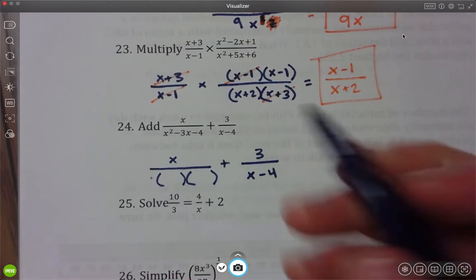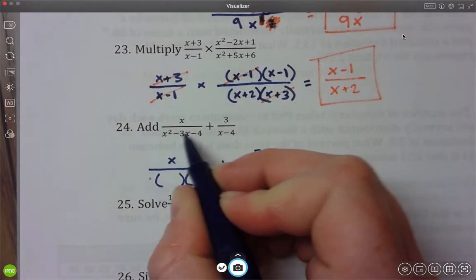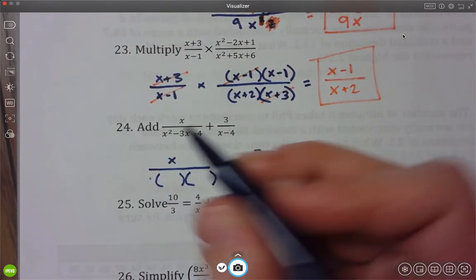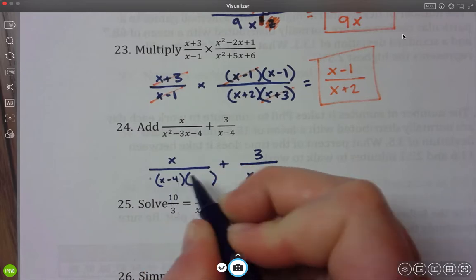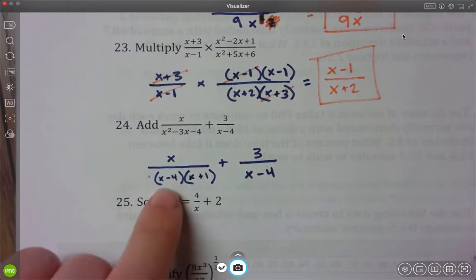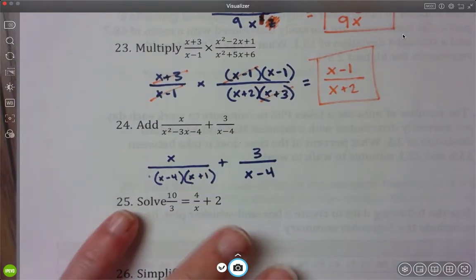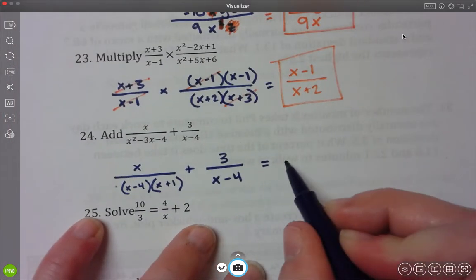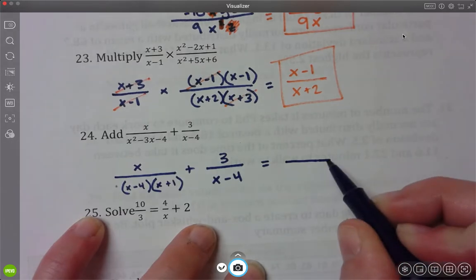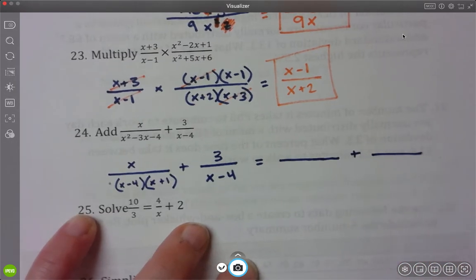So what can I multiply to get negative 4, but when I add them give me negative 3? That would be like negative 4 and positive 1, I think. Negative 4 times 1 will give me negative 4. Negative 4 plus 1 is negative 3. Yes, that is right. Now what I want to do is I want to find a common denominator.